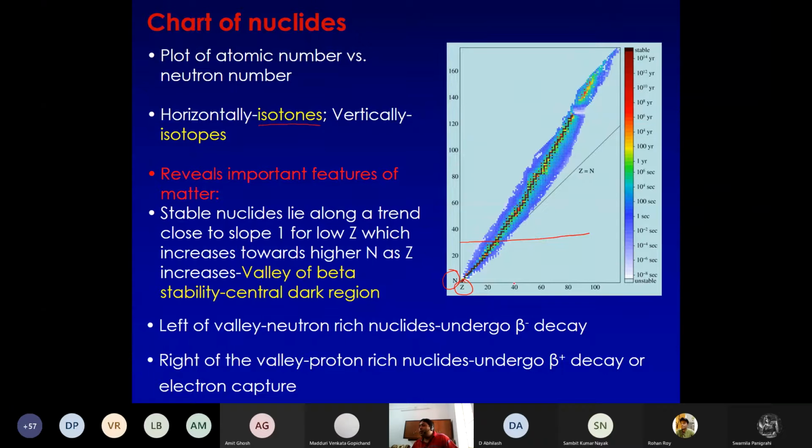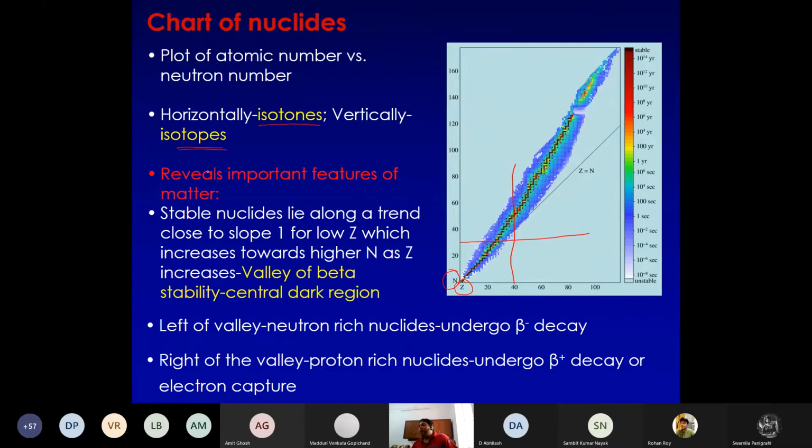And when you move vertically, you are moving along a line where you have a fixed atomic number. So you have fixed Z but a different number of neutrons. Essentially you are looking at nuclides that have the same atomic number but different numbers of neutrons, and those nuclides are called isotopes.